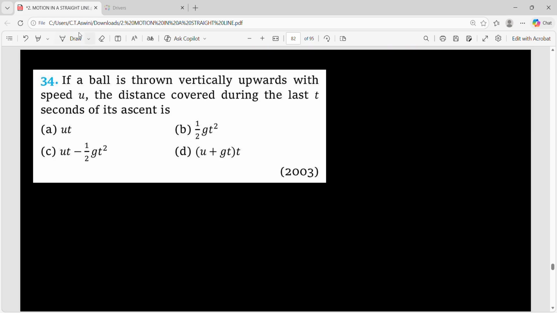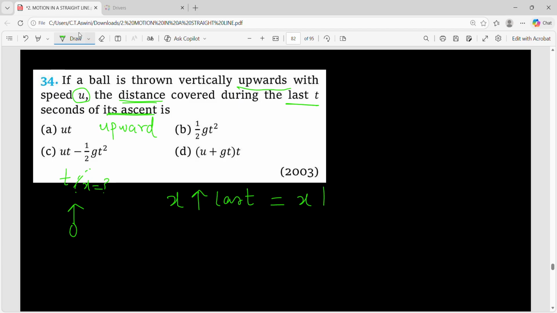If a ball is thrown vertically upward with speed u, find the distance covered during the last t seconds of its ascent. Ascent means upward journey. So a ball is projected upward. During the last t seconds, how much distance has it traveled? This is our question. Can we apply symmetry here? The distance traveled in the upward journey in the last t seconds will be equal to the distance traveled by the same body in the downward journey in the first t seconds, right?